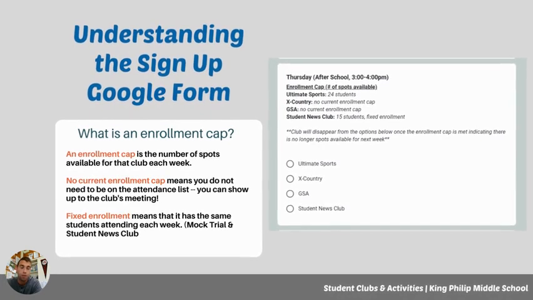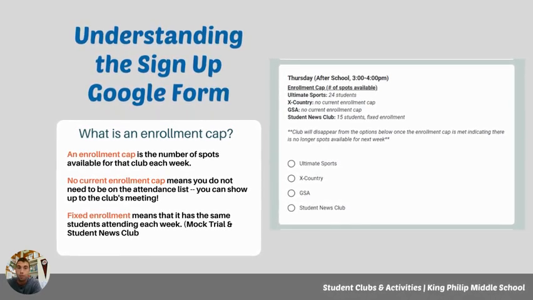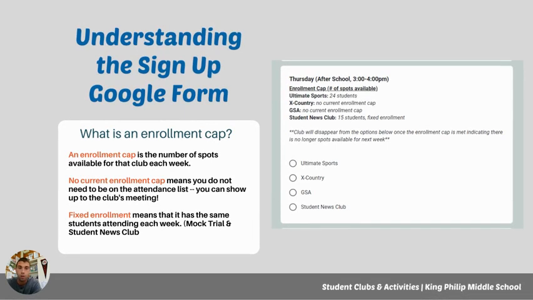Understanding the sign-up Google form. On the right-hand side, I have an example of what Thursdays after school looks like. You'll see Ultimate Sports, Cross Country, GSA, and Student News Club. Now, there are different enrollment caps depending on the club or activity. We do enrollment caps so that we can keep all of you safe. If a club has an enrollment cap, for example, Ultimate Sports, it's open to the first 24 students who sign up. Then those students will have to check Google Classroom to make sure they're on the Ultimate Sports Google Classroom to make sure they are on the attendance for the week.